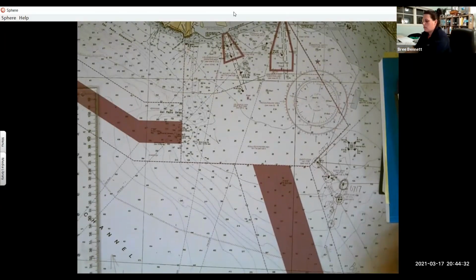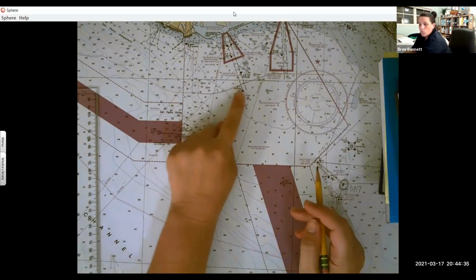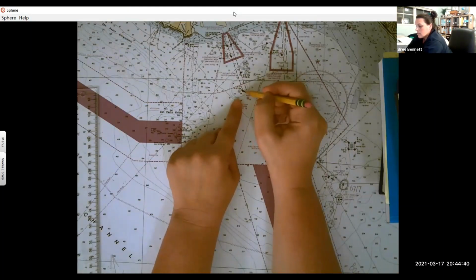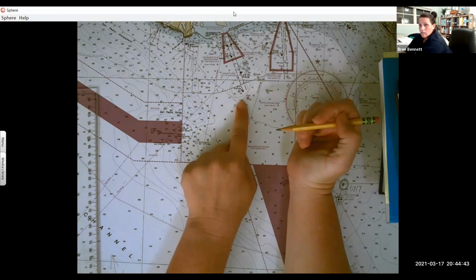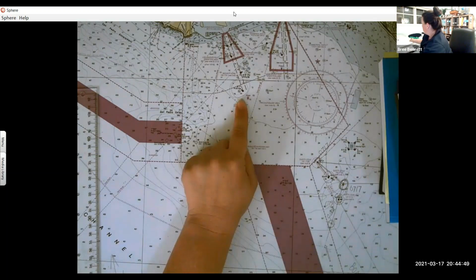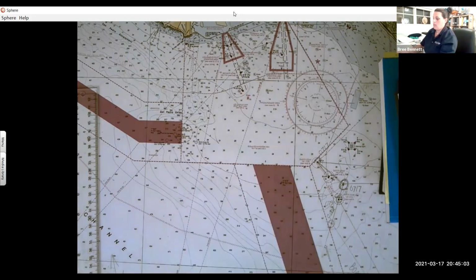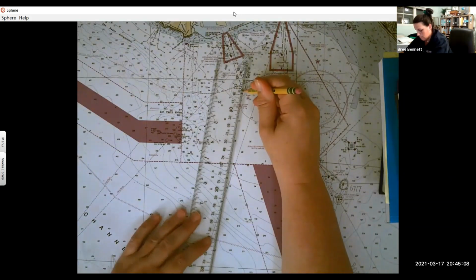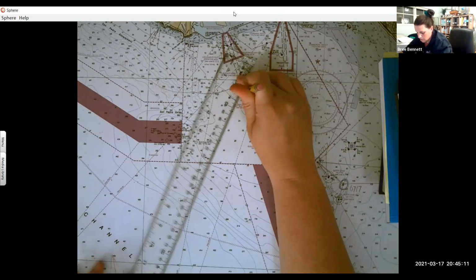I think I'm gonna do this in 2 parts. So we're gonna find our LA buoy 1. That's this guy right there. This is our Long Beach side. This is our LA side. They just tell us flashing green, 2.5 seconds on the LA side. So I'm going to make a course from this buoy to my 0900 position.